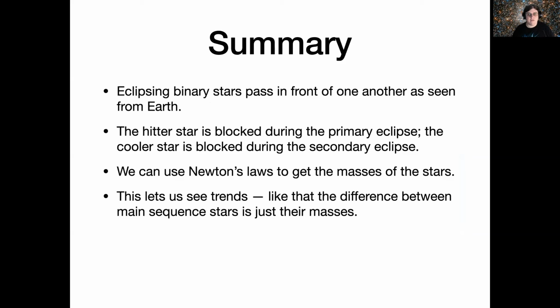All right, so in summary, we have a number of binary stars. One of the interesting kinds are eclipsing binary stars, because we can measure not only the size of the two stars, but the size of the orbit and the period of the orbit, which will give their masses. Now the rule is the hot star is blocked during the primary eclipse, the cool star is blocked during the secondary eclipse, regardless of star size. And what these binary stars let us do is see trends, like on the main sequence, how does mass correlate with spectral type? Now that's only true in the main sequence. Once we have a red giant or a white dwarf or a supergiant, some other things are going on.